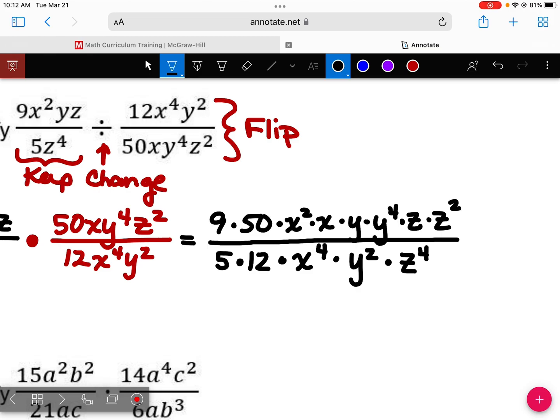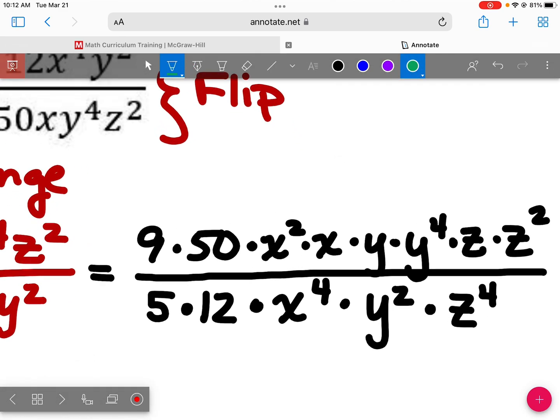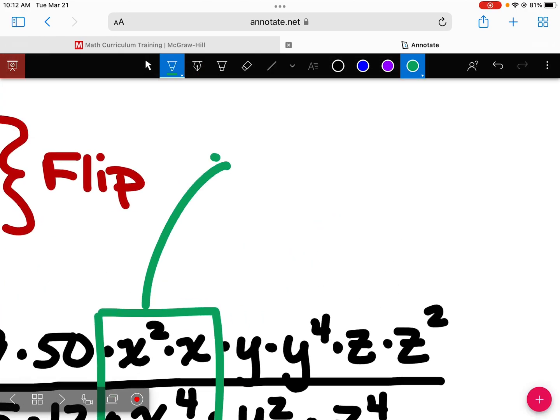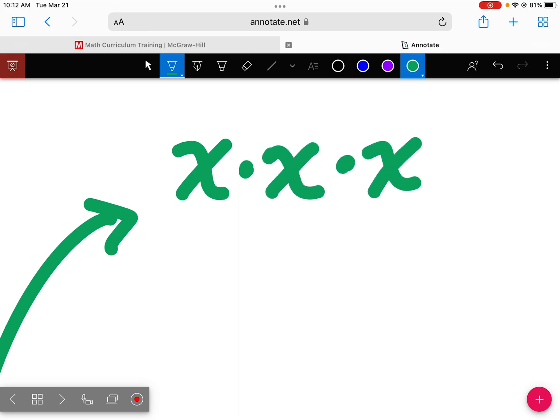Let's look at the variables first. Let's look right here. I have x squared times x over x to the 4th. What does x squared mean? So I have x times another x, right? That's what I have in the green box in that numerator, x squared times x.